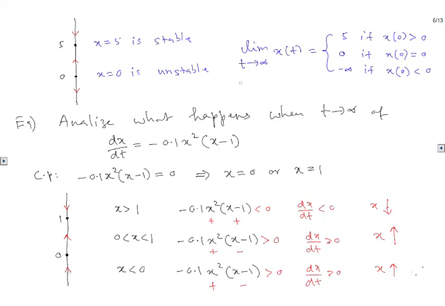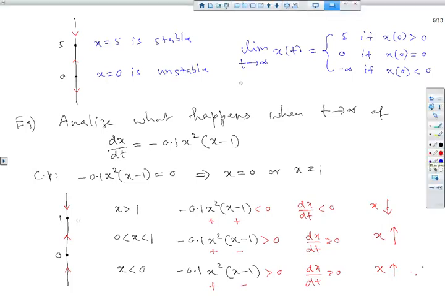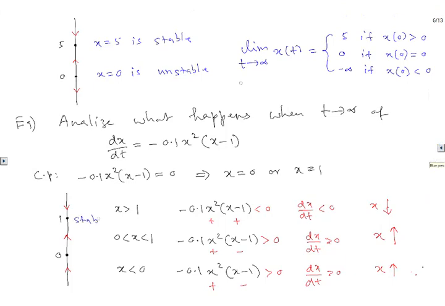So x equals 1 is a stable point, so this is going to be stable. And at the other point you can see arrows, one going in, one going out, so you can see it is half stable. And then you can look at the long time behavior for this one.